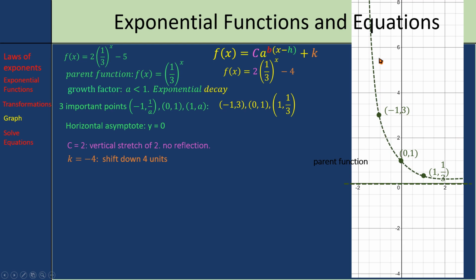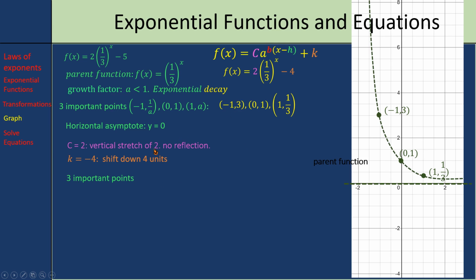Y values get multiplied by 2. And then shift down means my y values then subtract by 4. The x values, in this case, they don't change. So the 3 important points. I'm going to take the first one. Again, the x does not change. I have -1 stays the same.